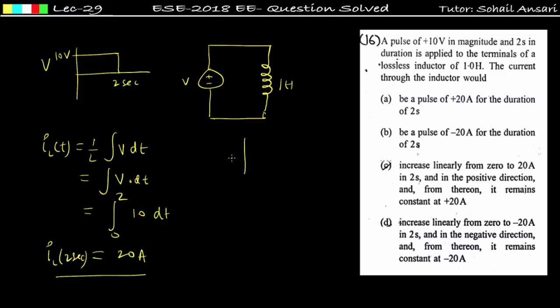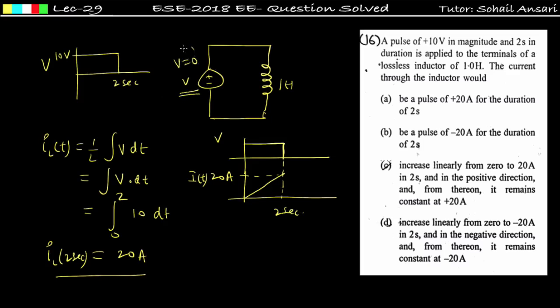Now we know that integration of a square or rectangular pulse will give me a straight line. It is 10t, so it will be something like this from 0 to 2, and the peak value will be equal to 20 ampere. This is V and this is the equation of i(t), right? Now what will happen after t is equal to 2 second? See, after t is equal to 2 second, the voltage has value 0, we are making V equal to 0, means it can be replaced by a short circuit. So short circuit the voltage source.